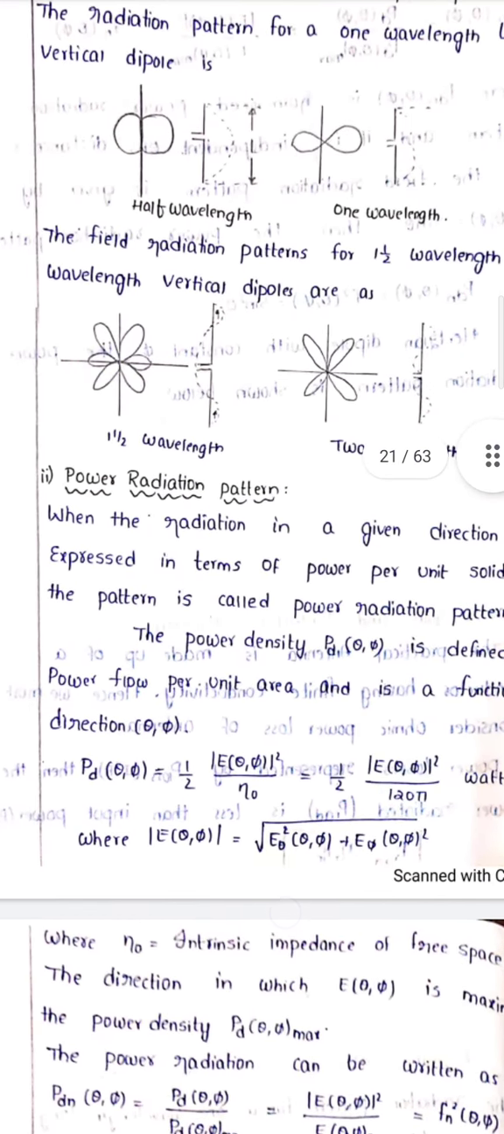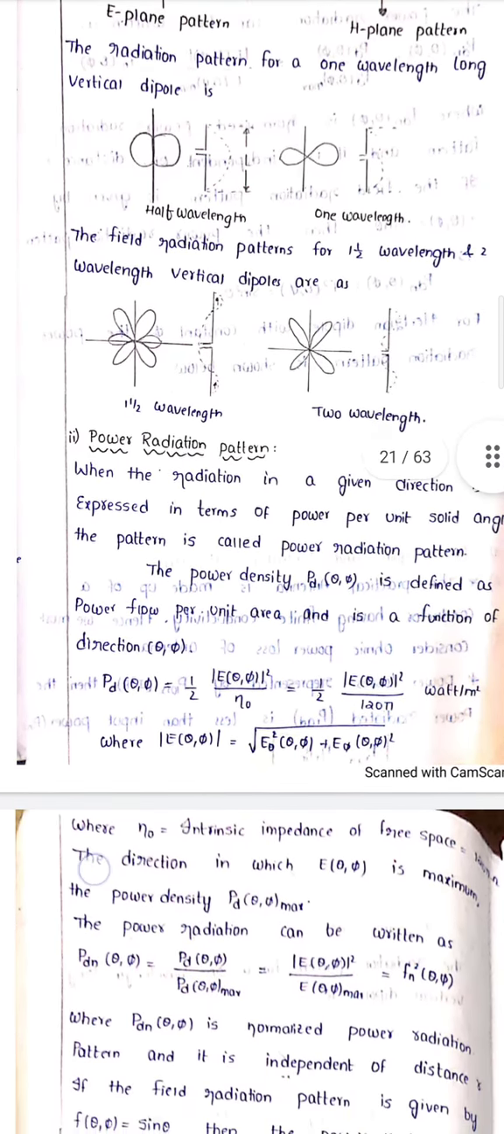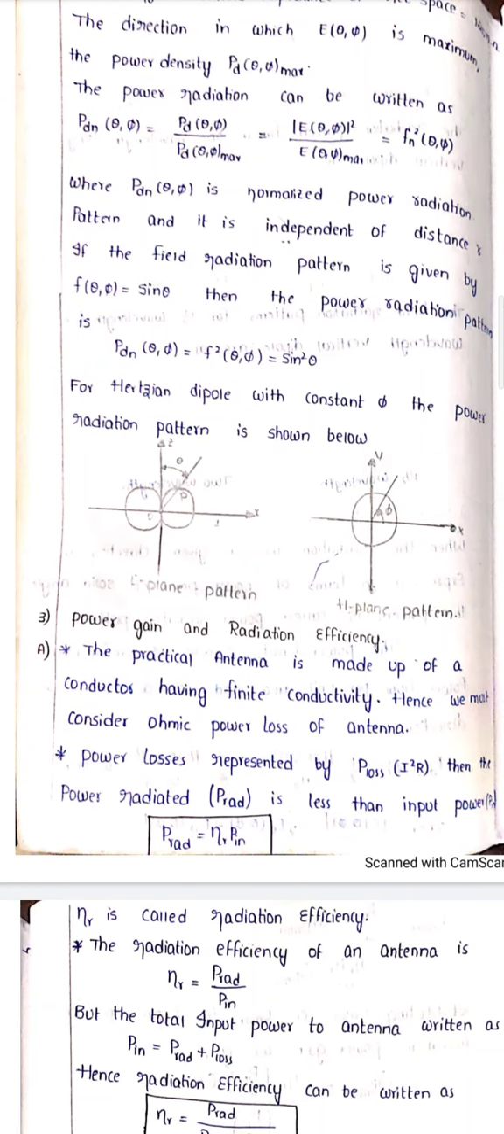This power loss can be defined in terms of ohmic power. Ohmic power means I square R. Ohmic refers to Ohm's law, which is V is equal to IR, and the power is equal to V into I. Here V is equal to IR, so the power is equal to I square R. Today we are going to discuss the power gain and power efficiency.